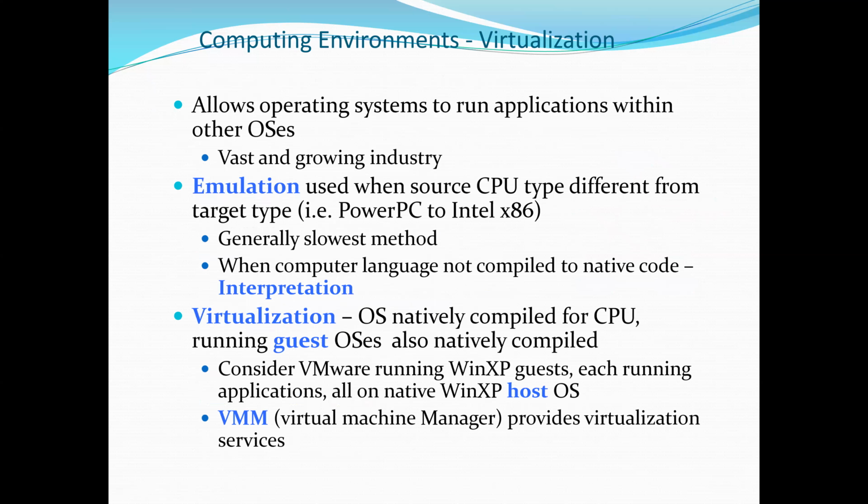Then there is the computing environment for virtualization. This normally allows an operating system to run applications within other operating systems. This is a vast and growing industry, virtualization systems or machines. Emulation is used when the source CPU type is different from the target type. And this will generally be the slowest method.